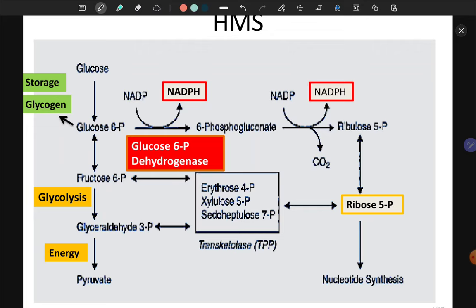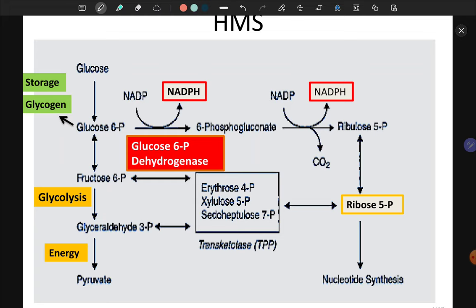Hexokinase releases glucose 6 phosphate, using ATP as the phosphate donor. We learned that this phosphorylation traps it inside the cell, okay?